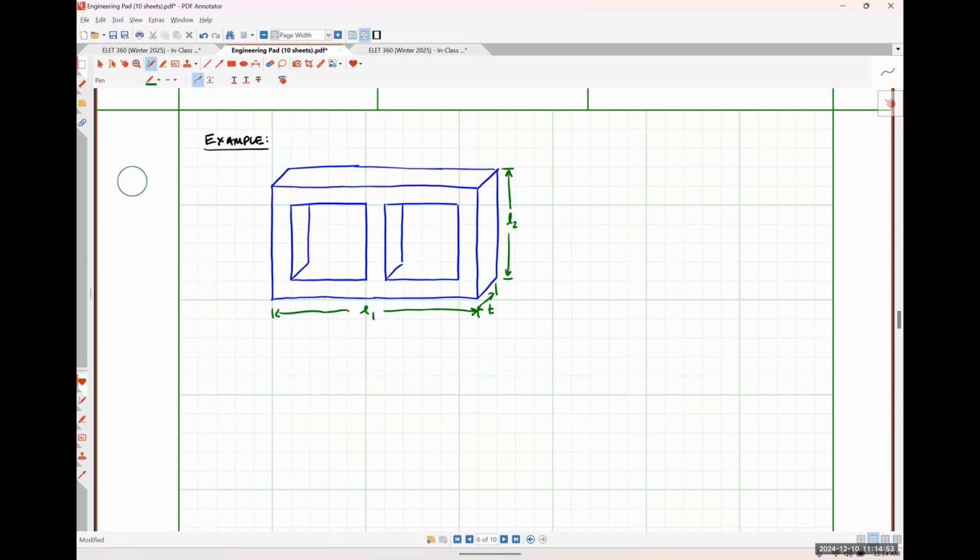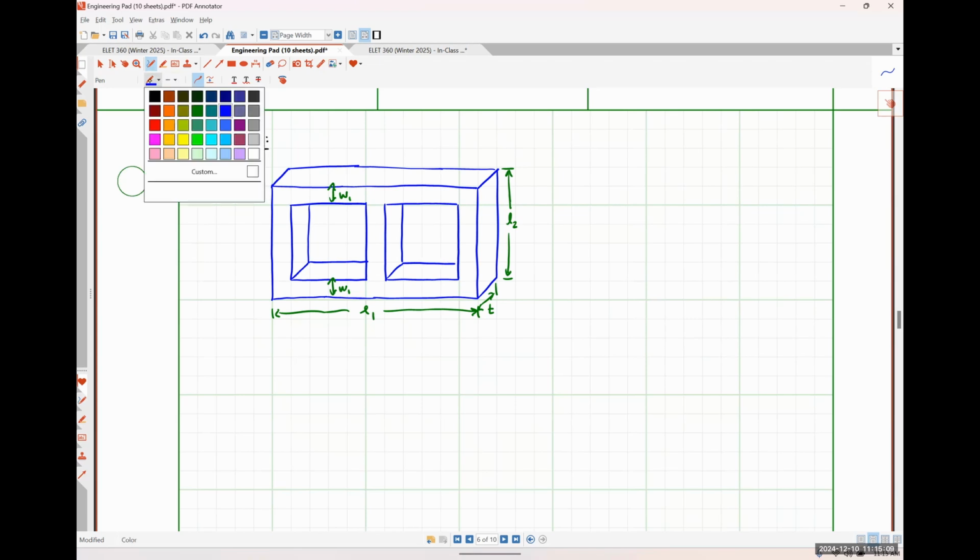We're going to assume that this width up top is W1. Same thing on the bottom. Sorry, I forgot to draw part of my thing, or maybe I accidentally erased it. This width right here, I'll call it W2. Like so.